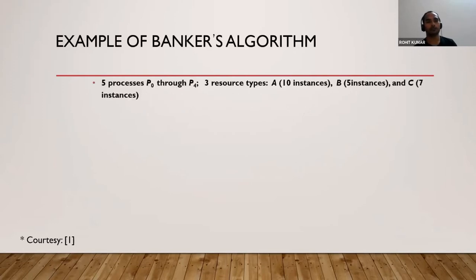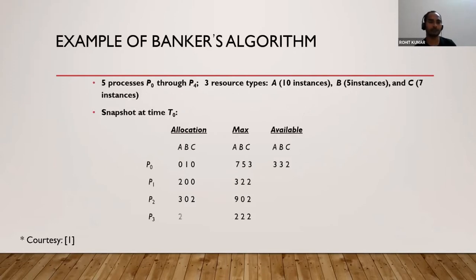Moving towards the example, we considered three types of resources: type A having 10 instances, type B having 5 instances, type C having 7 instances. At a particular moment T0, we have these matrices: allocation, max, and the available. You can calculate the need matrix out of these. You just take the max matrix and the allocation matrix and perform a subtraction: max minus allocation equals your need matrix of the different processes.